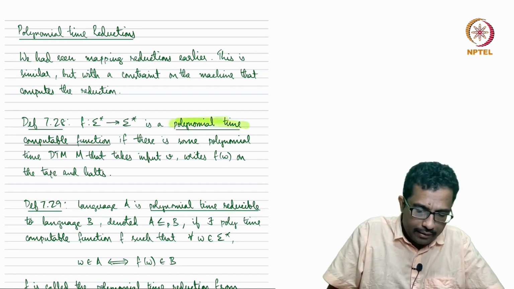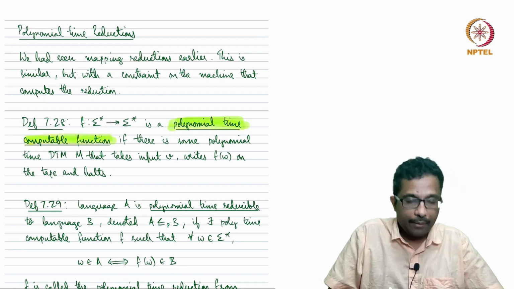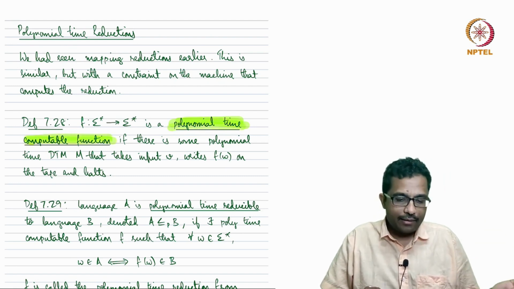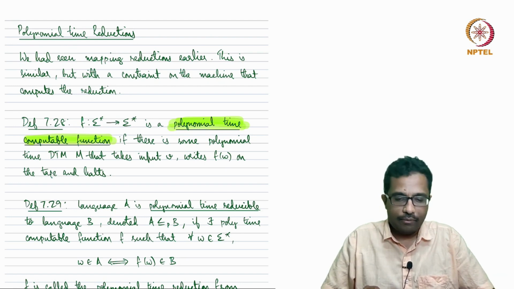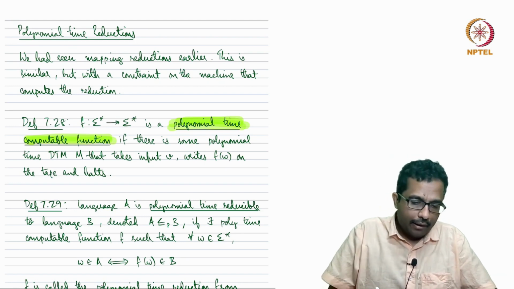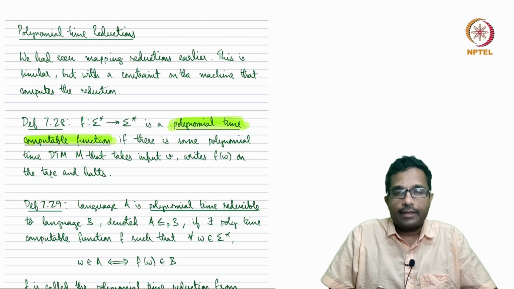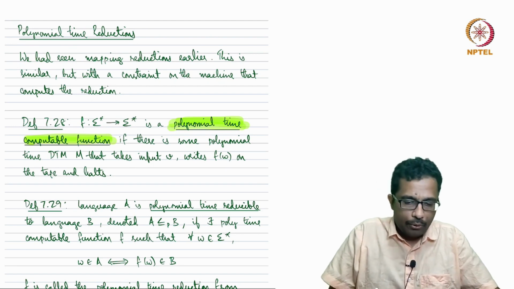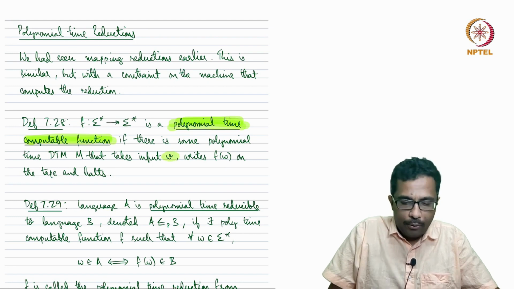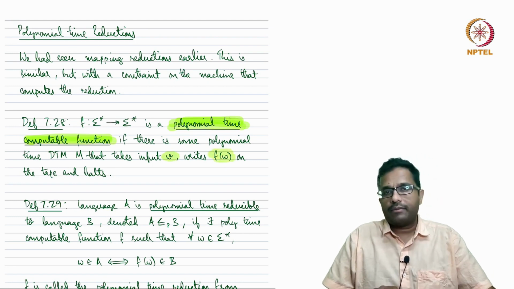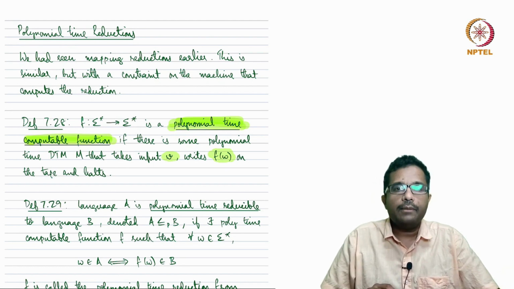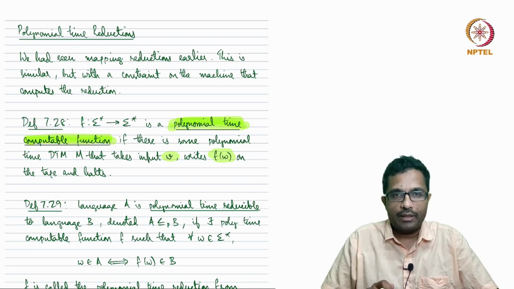polynomial time computable function. We say that a function f is polynomial time computable if there is a deterministic Turing machine M that takes the input and provides the output. That is, the function f is polynomial time computable if there is a polynomial time deterministic Turing machine M that takes the input, let's say w, and outputs f(w) on the tape and then stops. So there should be a machine that takes w as input and outputs f(w), and this should be done in polynomial time by a deterministic Turing machine.